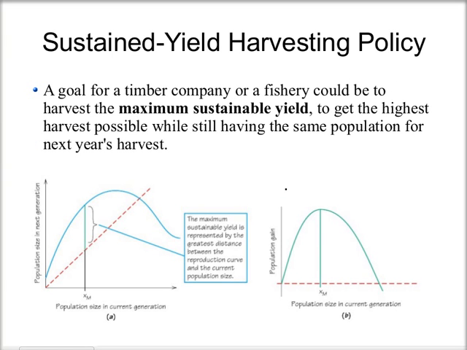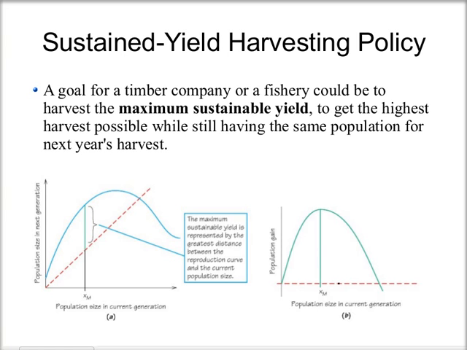So for a timber company or a fishery, the goal would be to harvest the maximum sustainable yield. They want to get the highest harvest possible while still having the same population for next year's harvest. So they have that stability in there. So we want to keep the population at the size where the distance between f of x and x is the largest. So the distance between my reproduction curve and the line y equals x is the largest.